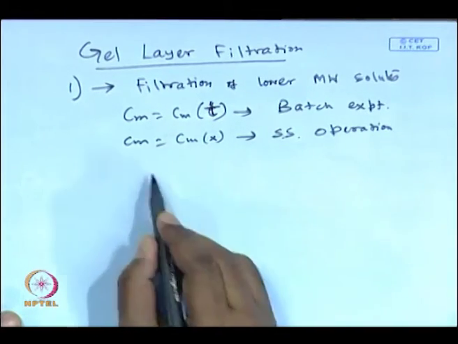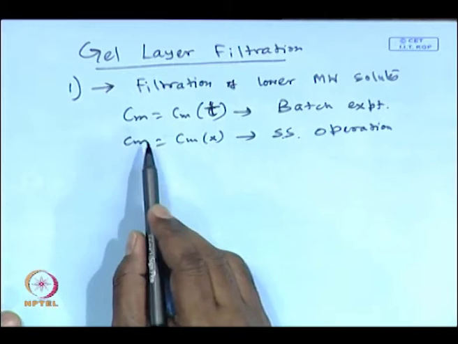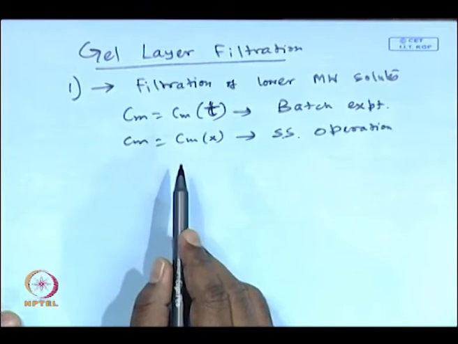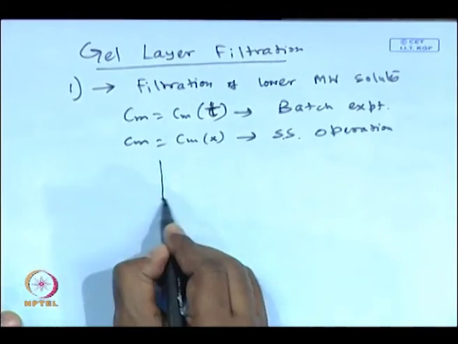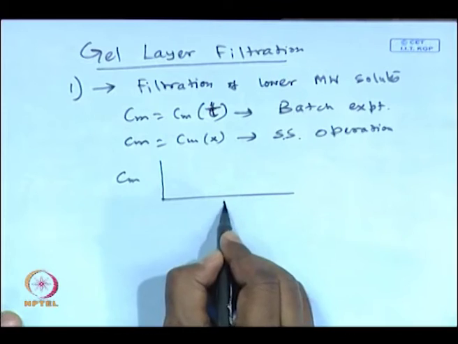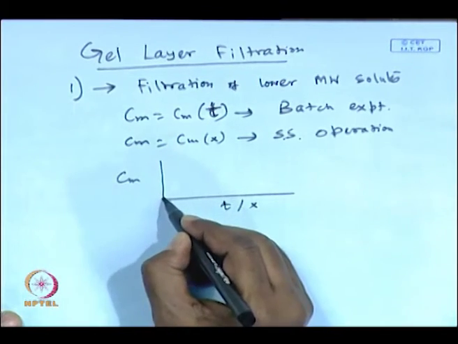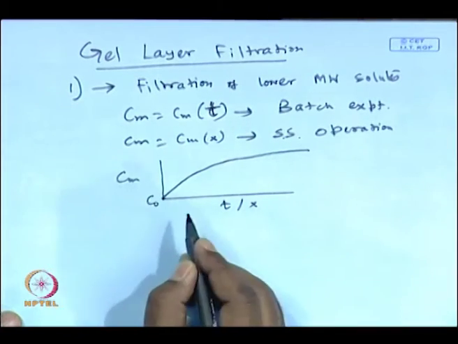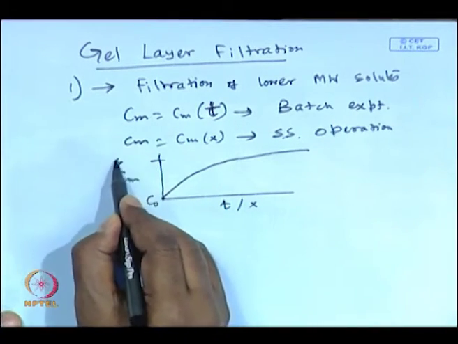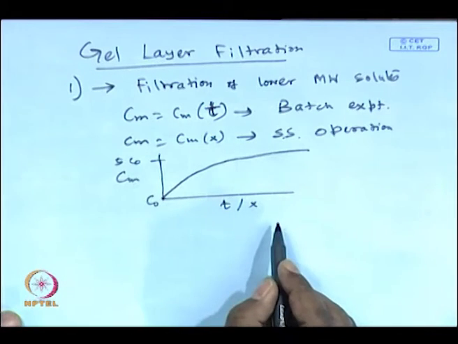Okay. Now, in both cases we have seen that the minimum value of membrane surface concentration is C naught, and it will always be increasing beyond C naught, and it keeps on increasing. If you plot Cm versus t or x, the curve will typically look something like this, starting from C naught to, let us say, 5 times C naught or whatever.